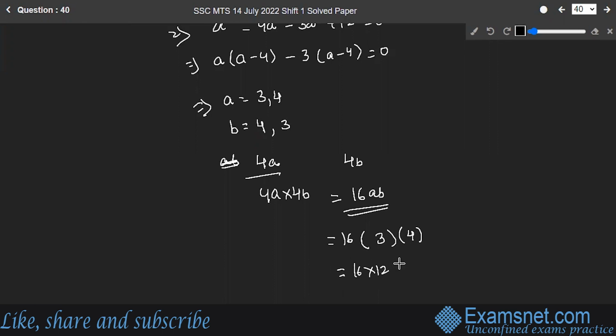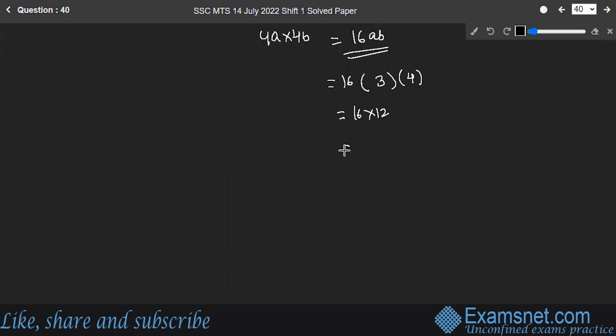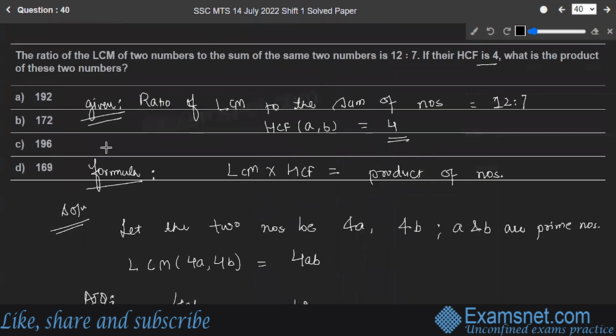So 16 multiplied by 12 will give you 192. Therefore, the product of the two numbers is 192. Let's check. Option A is the correct answer to the question. Hope you're clear with this. Then let's move to the next question, number 41.